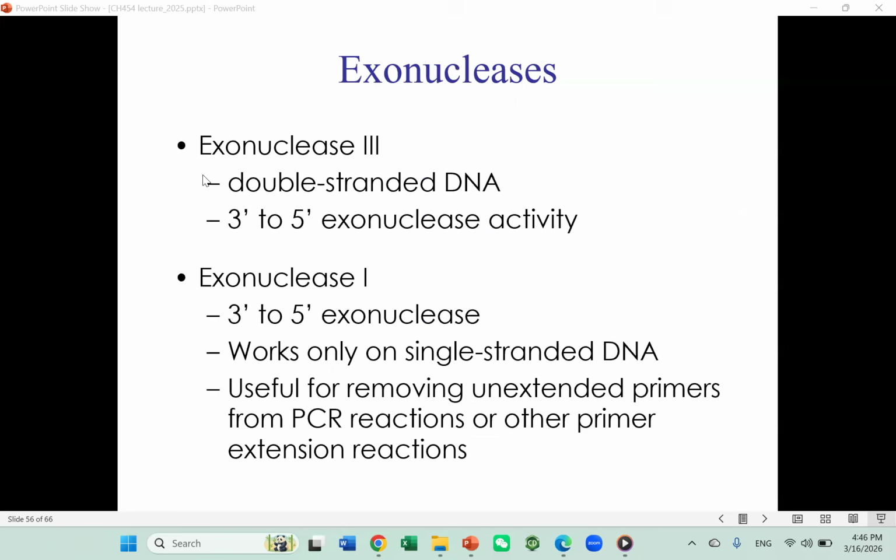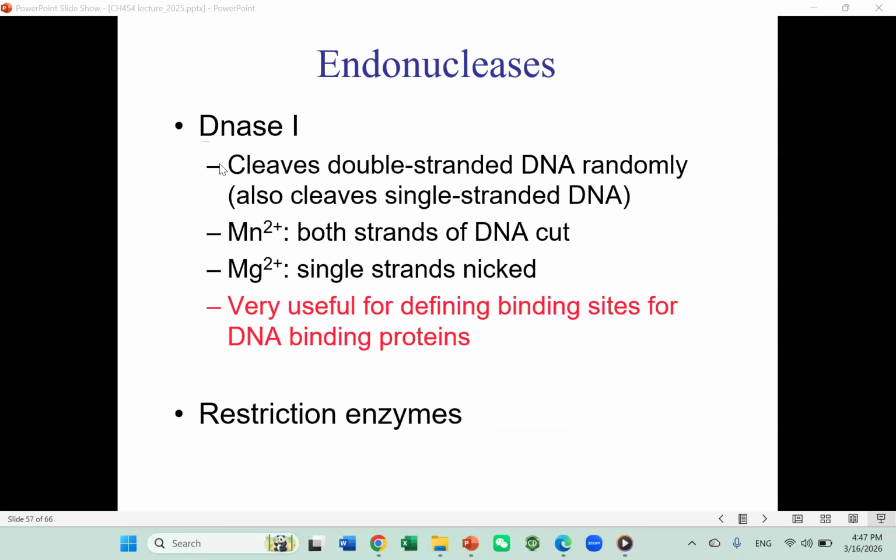And here I give you two examples of exonuclease. One is exonuclease III. This one can only work on double strand DNA, cutting from 3 prime to 5 prime. Another one is exonuclease I, which only works on single strand DNA, also cutting from 3 prime to 5 prime. That's useful for removing extended primers in the DNA strand.